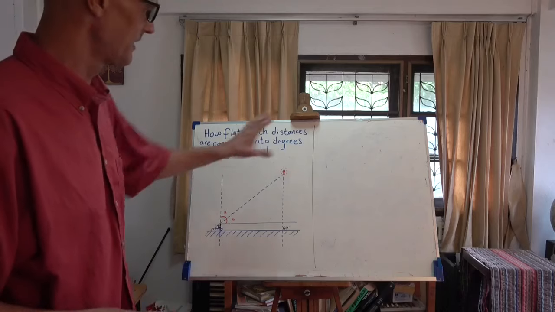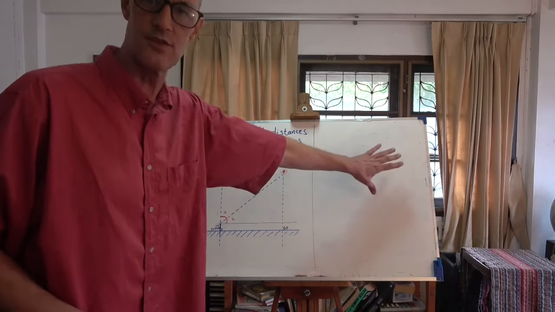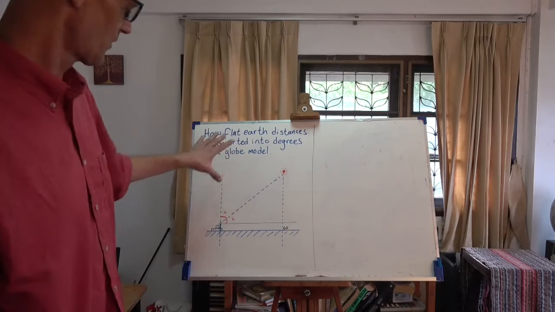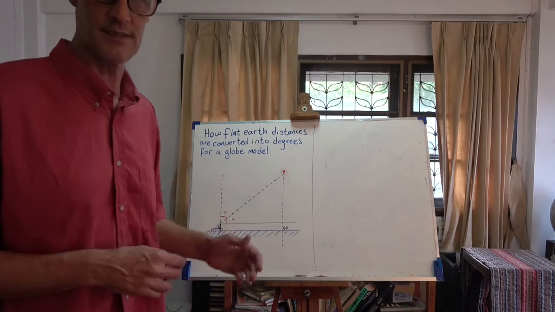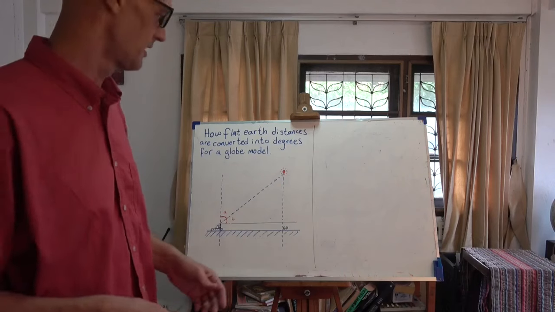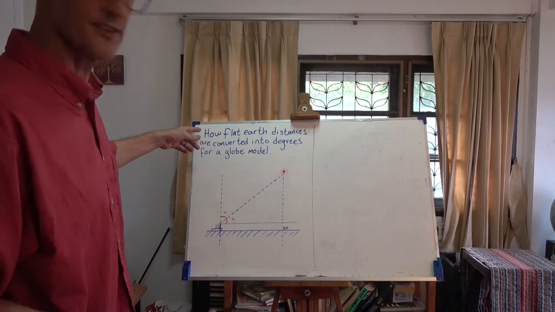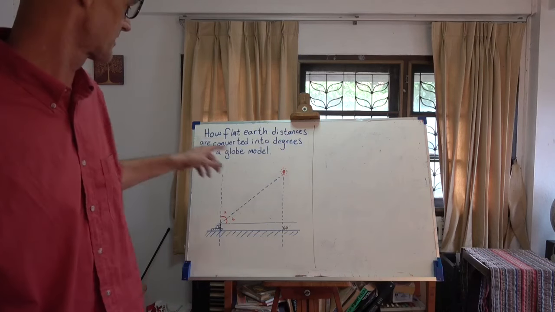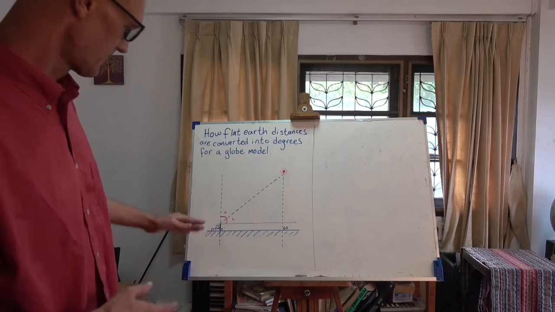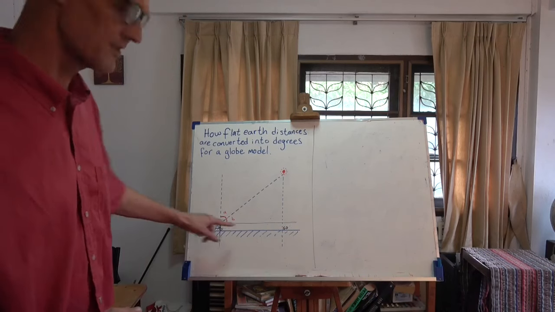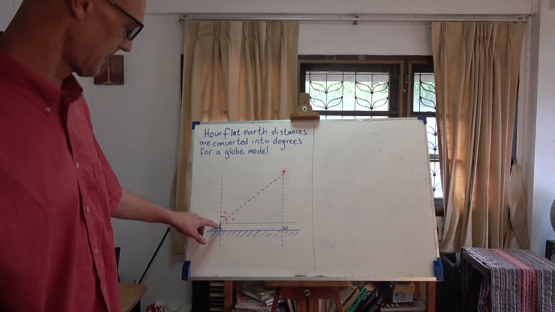And have a look. Over here I'm going to put how this translates to a globe model. So first of all, let's look at how celestial navigation and working out distances for latitude are worked out. So the title is very simple: how flat Earth distances are converted into degrees for a globe model. So here we have the level surface. It could be the water, it could be the ground, and we have an observer here.